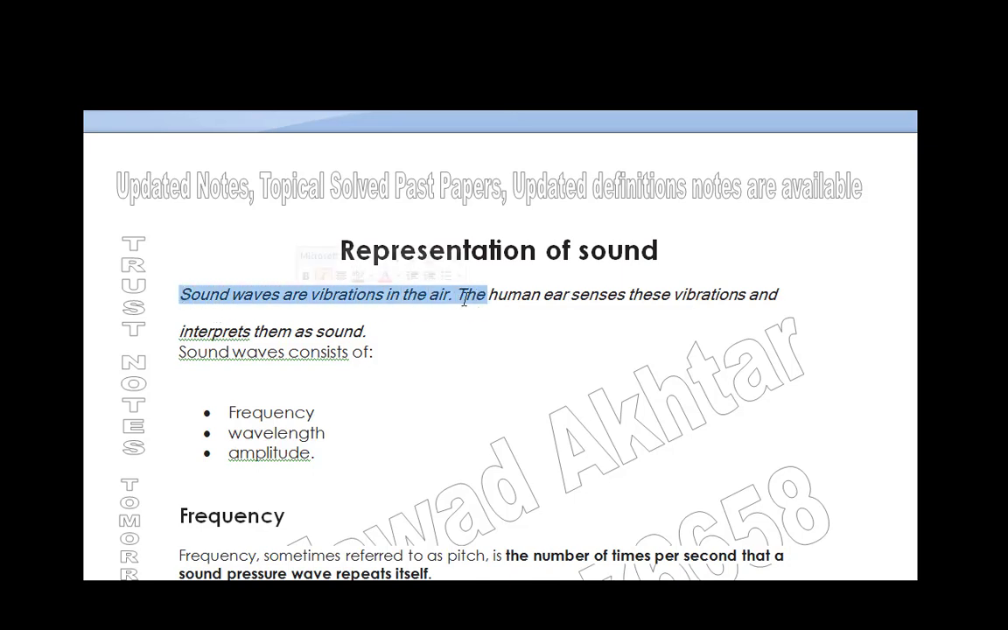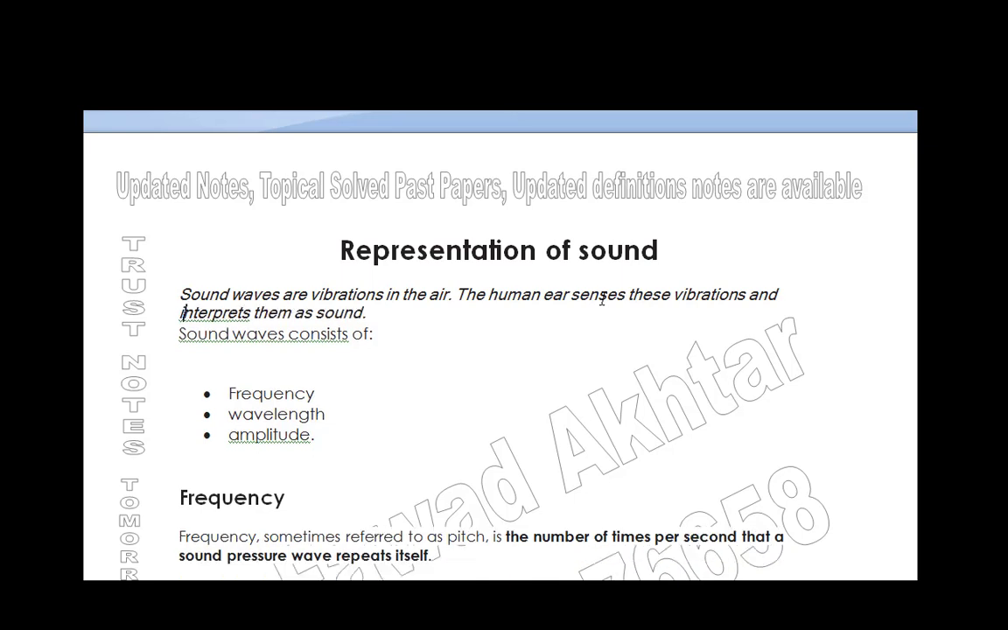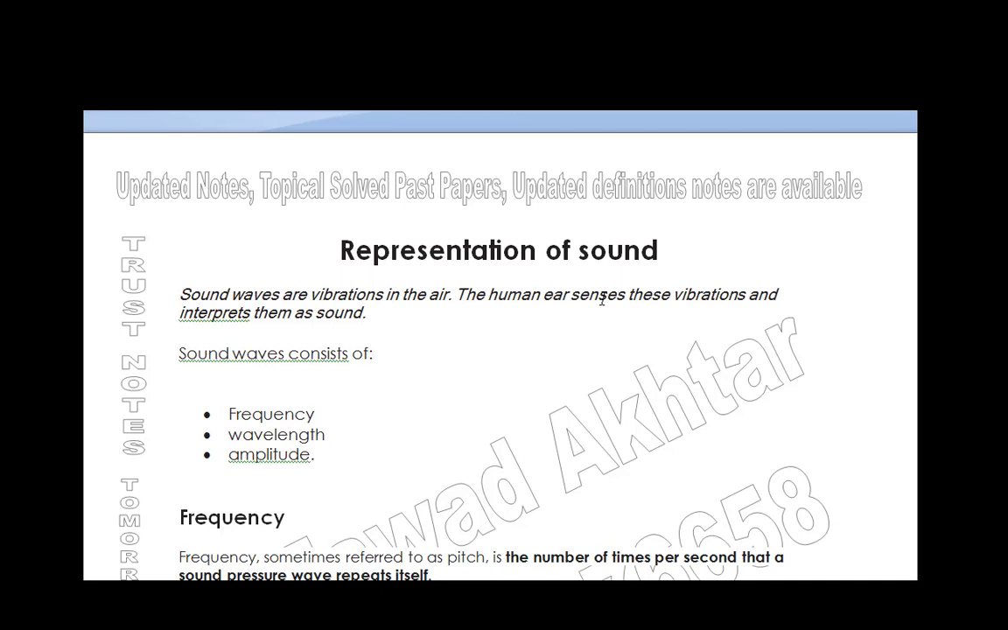Sound waves are vibrations in the air, and the human ear senses these vibrations. Like we can hear a number of sounds when we go outside of our home, or when we are at a particular place such as parks, school or university, or even a party. So we sense these vibrations, which could be in any form, and we interpret these vibrations as sound. It could be the sound of a whistle, a guitar, or any musical instrument.